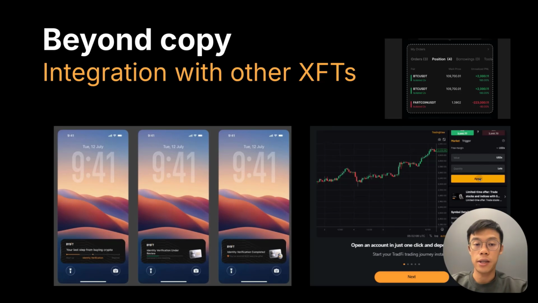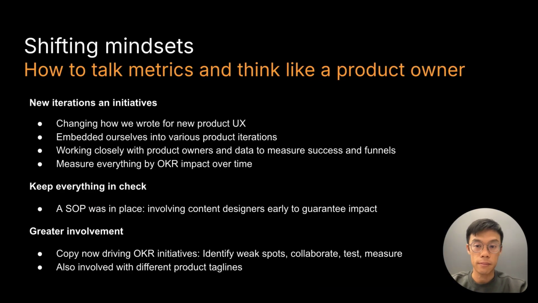This page contains the different examples we have by embedding ourselves into the cross-function teams. As you can see, there are different A/B tests that the cross-function teams are doing, and we embedded ourselves in it in order to provide the copy by understanding what the user wants and what the product wants. And therefore, by being part of that, we were able to help boost our conversion and also user experience. So at the end of the day, it is all about shifting mindsets, how to talk metrics and think like a product owner.